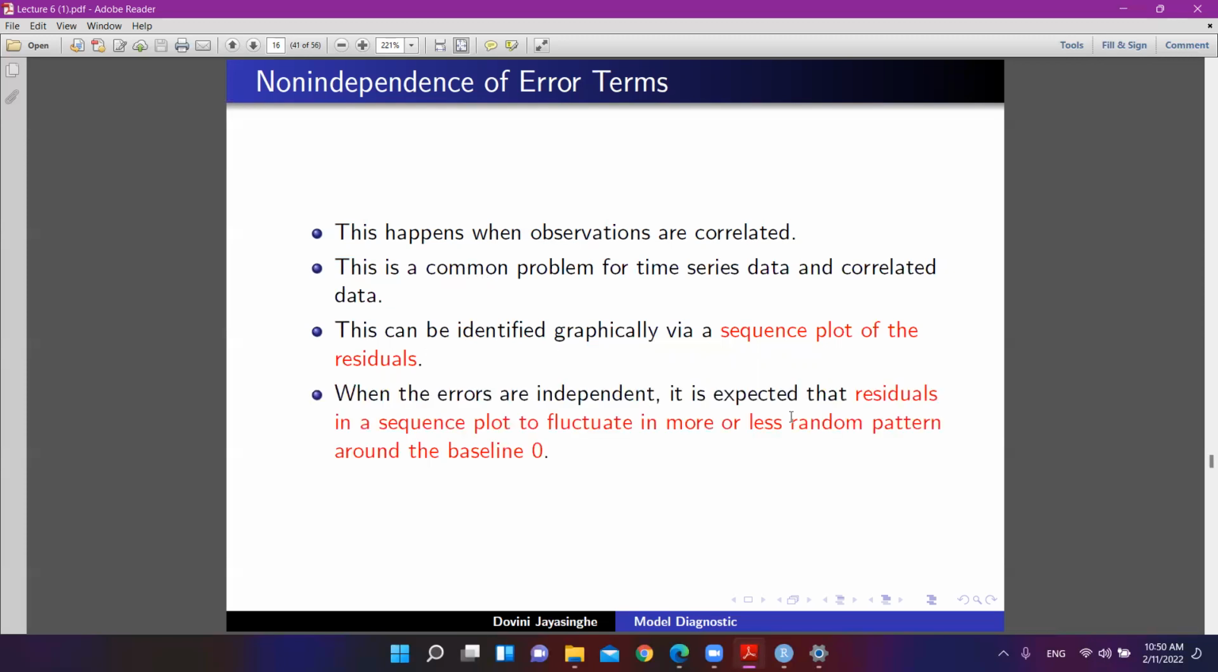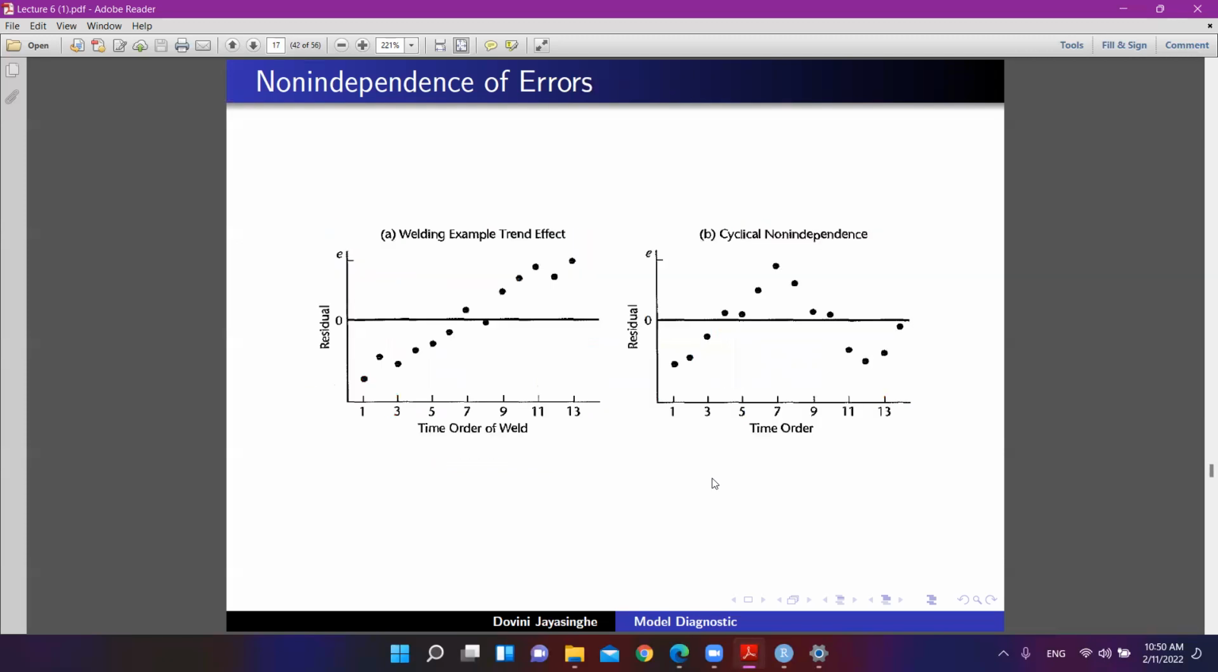When the errors are independent, it is expected that the residuals in the sequence plot fluctuate in a more or less random pattern. If it is random, then okay. And the baseline should be 0 anyway. Why should the average of errors be 0? Mean of error should be 0. Something like this.